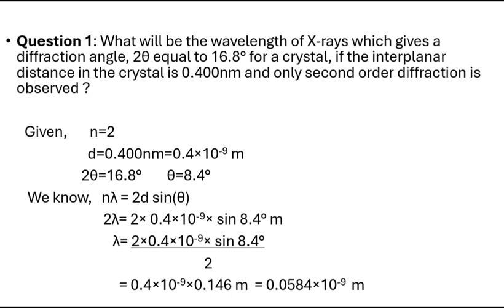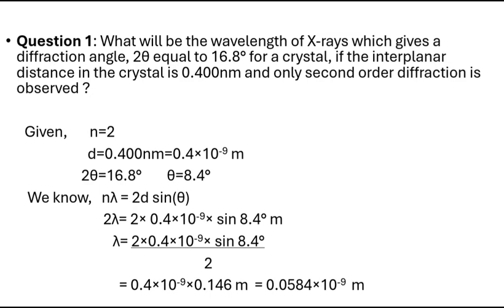From the question, we can write n is equal to 2, d is equal to 0.400 nanometer, or it can be written as 0.4 into 10 raised to minus 9 meter. The diffraction angle 2 theta is equal to 16.8 degree. Thus, theta is equal to 8.4 degree. From the Bragg's equation, n lambda is equal to 2d sin theta.